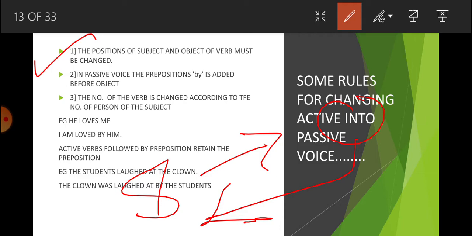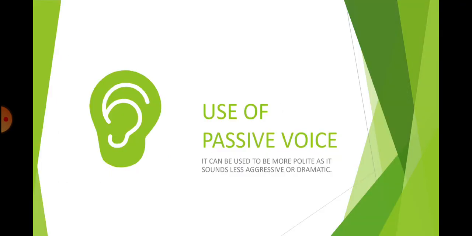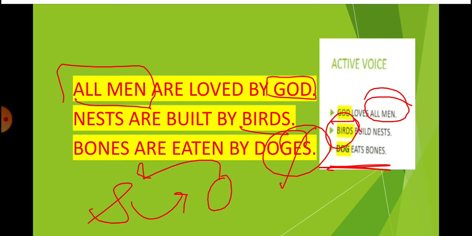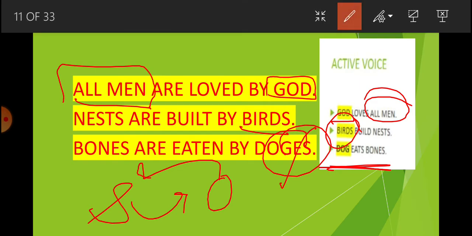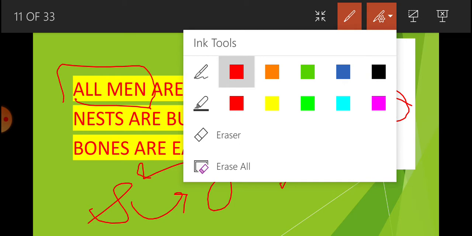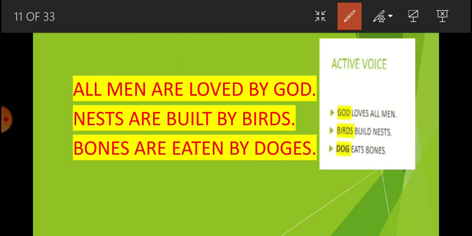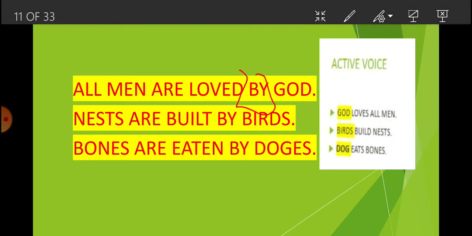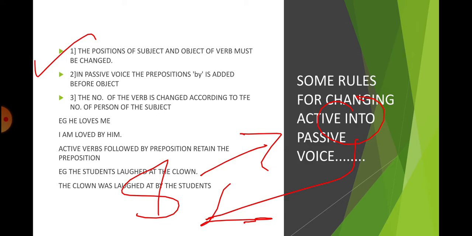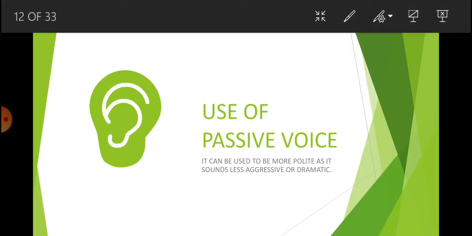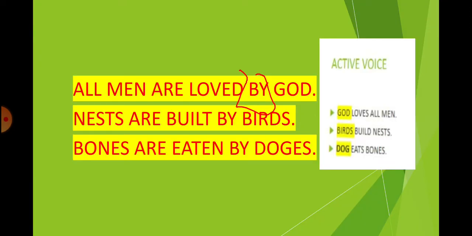The second point is that in passive voice the preposition "by" is added before the object. That means let's have the example again. Here we have: all men are loved by God. In this we have "by", and it is added before the object. What is our object? Our object is God, and before the object "by" will come.